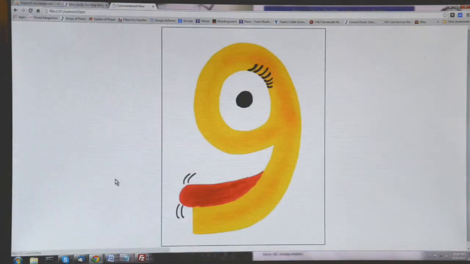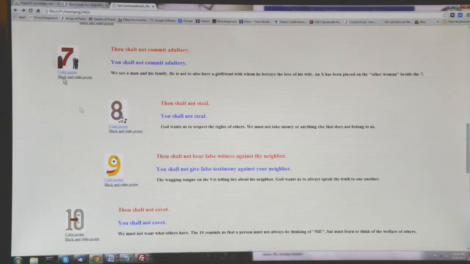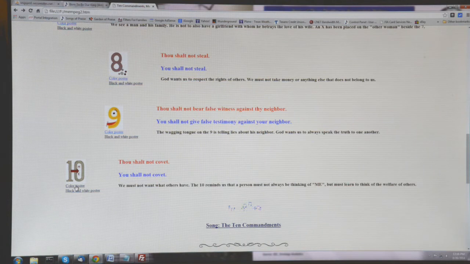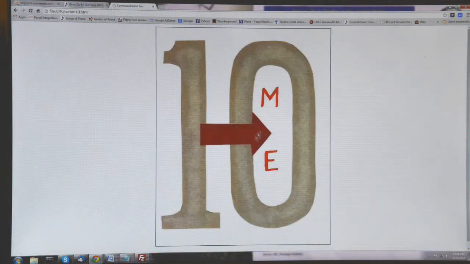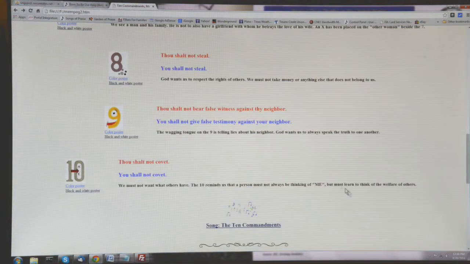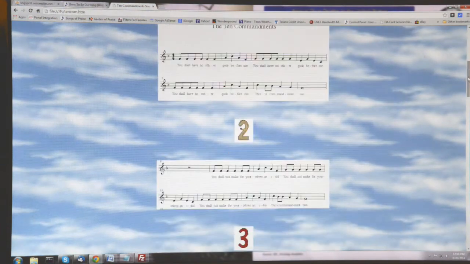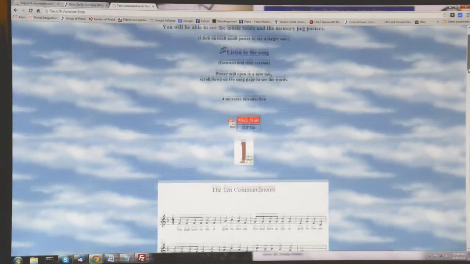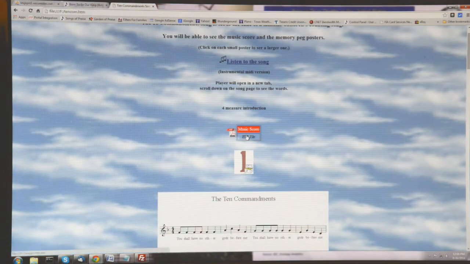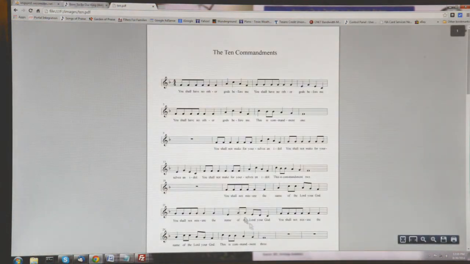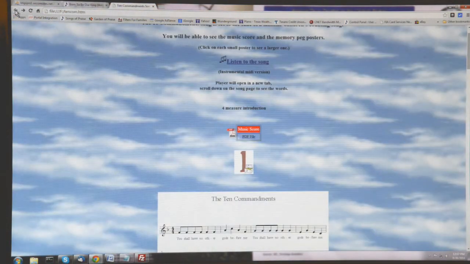Number 9, this 9 is bearing false witness. He's telling lies about his neighbor. And number 10, thou shalt not covet. We have an arrow with everything pointing to me, that we should not have that attitude. There is a song for the 10 Commandments. Now, on the song here, you have the music on the page, and there is a MIDI of the commandments, and then you can print the music score from this page.